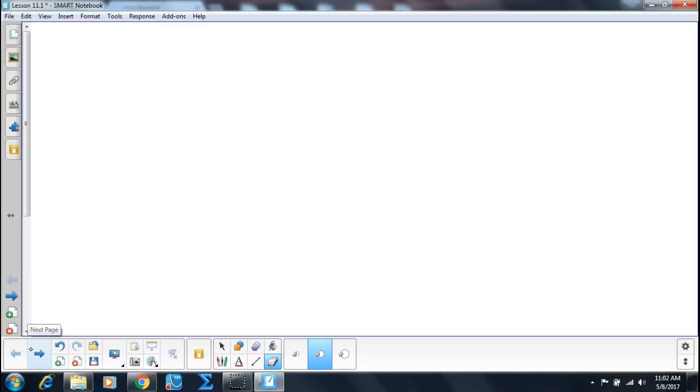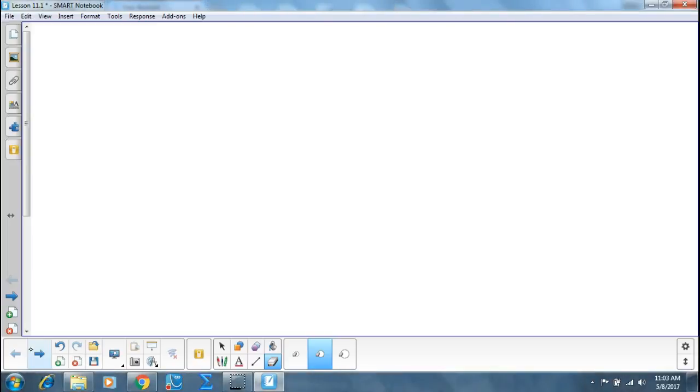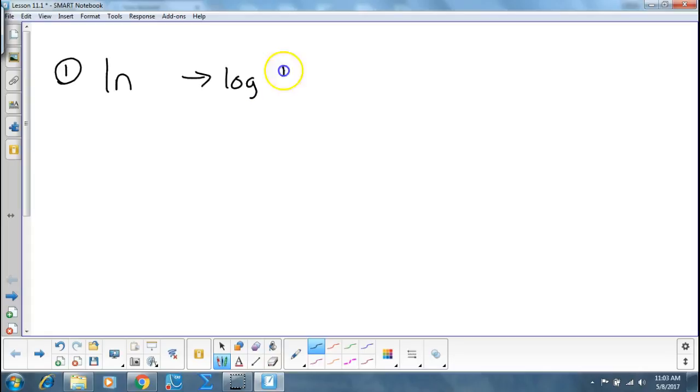So before we get going today, I want to draw your attention to two special logs. One of them we talked about last week. One of them is kind of brand new today. Okay? So the first special log is natural log, ln. Okay? Natural log is logs base e.